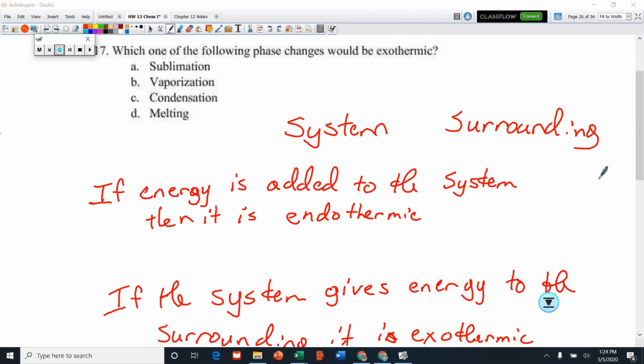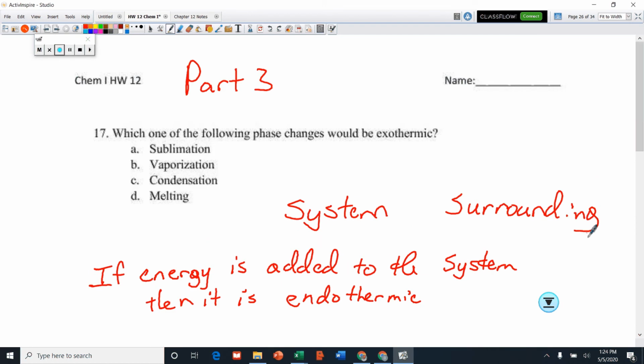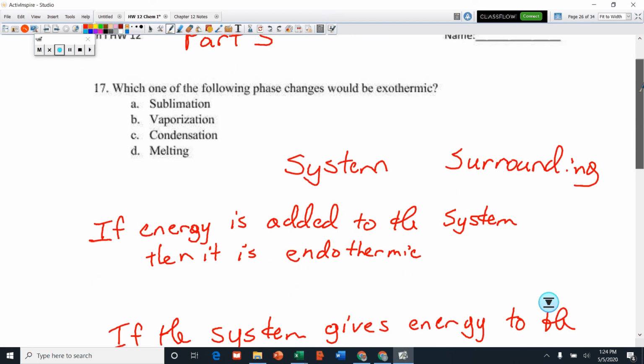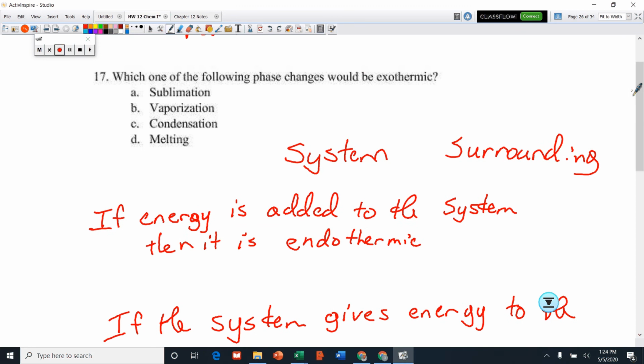Okay, so we are now starting part three. This is going to be problem 17, probably throughout the rest of them. In this one, we're really dealing with heat exchange, so exothermic and endothermic reactions, what are those, and all of that. Looking at question 17, it says, which one of the following phase changes would be exothermic?